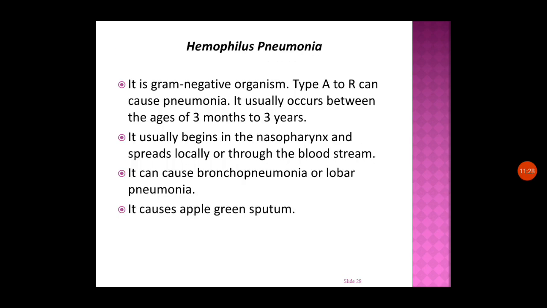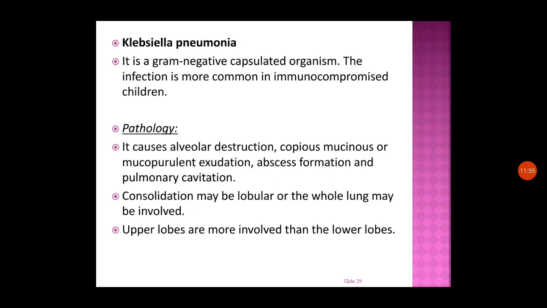Next is Haemophilus pneumonia. So it is a gram negative organism. Type A to R can cause pneumonia. So it usually occurs between the ages of 3 months to 3 years, and it usually begins in the nasopharynx and spreads locally or through the bloodstream. It can cause bronchopneumonia or lobar pneumonia, and it causes apple green sputum. Apple green colored sputum will be presented.